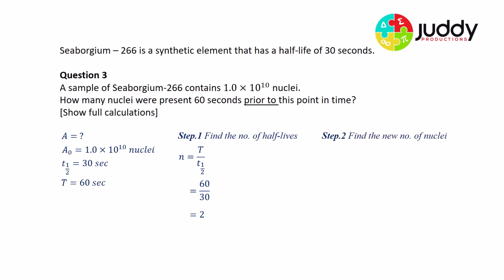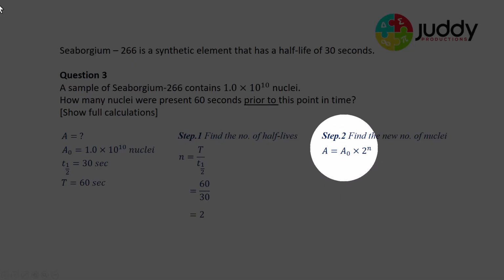Step number 2 is to find the new number of nuclei. Now, instead of going forward in time, whereby the number of nuclei will halve with every half-life, we're going back in time for 2 half-lives. So instead of dividing by 2 with every half-life, we're going to multiply by 2. So this equation is used when we're going back in time. A is the new amount of nuclei, A0 is the original amount of nuclei, and n is the number of half-lives going back in time.